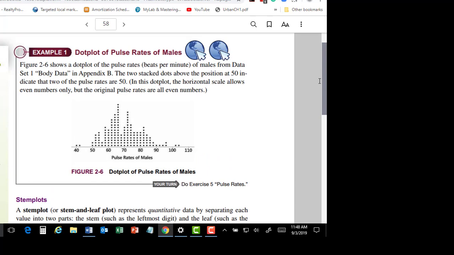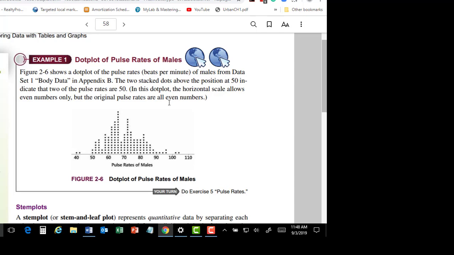So here is a point here where they're just called a dot plot. But it's the same as a frequency tally, isn't it? They just stack the tallies up vertically. So it's already giving you a shape. You call it a dot plot.